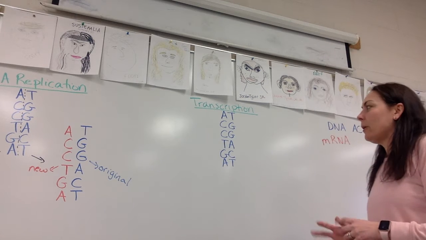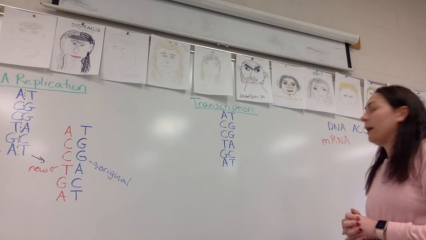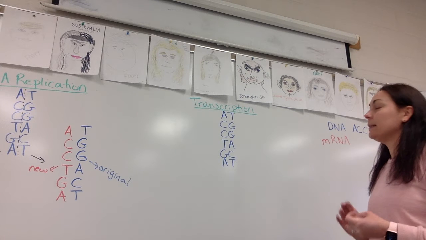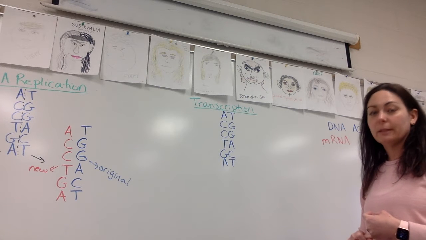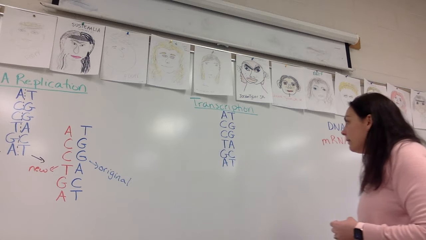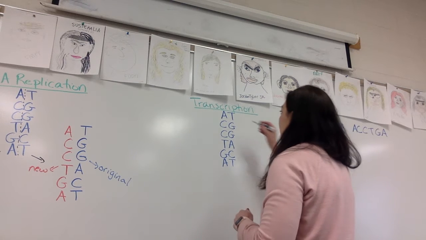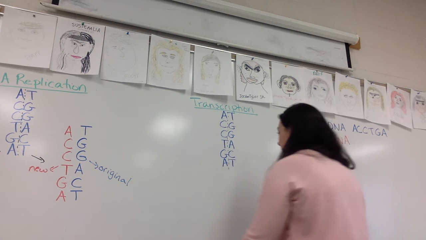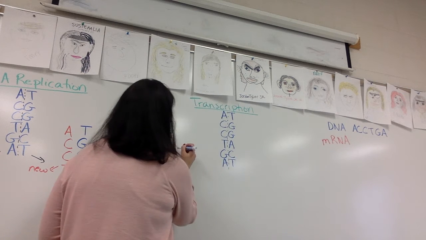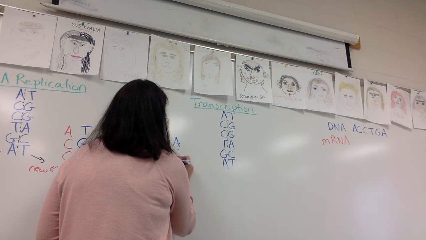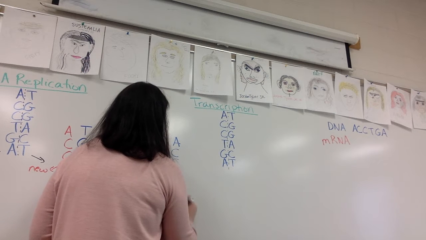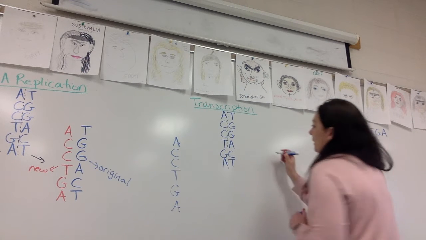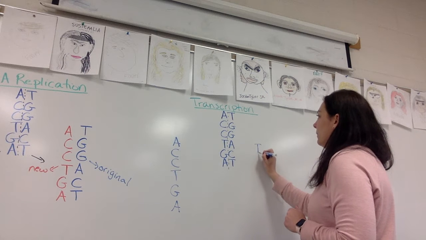In regards to how transcription takes place, it does take place in the nucleus, just like DNA replication. An enzyme comes through and separates the two strands of DNA. Just like in DNA replication, they are going to separate, so one strand will be on one side, and the other strand will be on the other side.